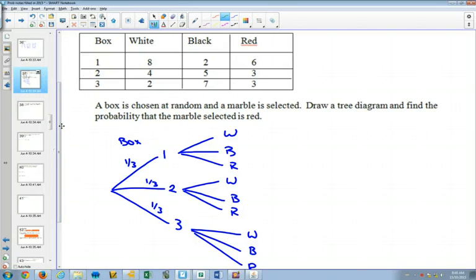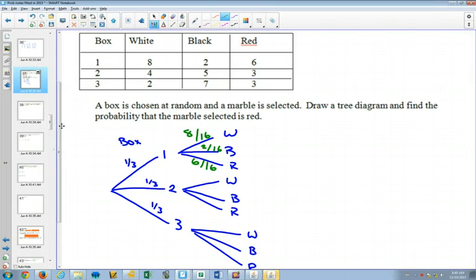In box 1, you can see that there's 16 marbles in total, so the white one will be 8 out of 16. You could reduce that fraction, but I'm going to keep it 8 out of 16 because then it makes sense for what we have there. And the black ones are 2 out of 16, and finally the red ones are 6 out of 16.